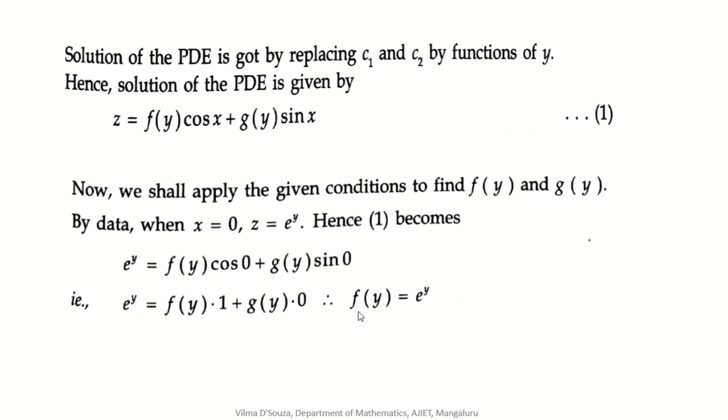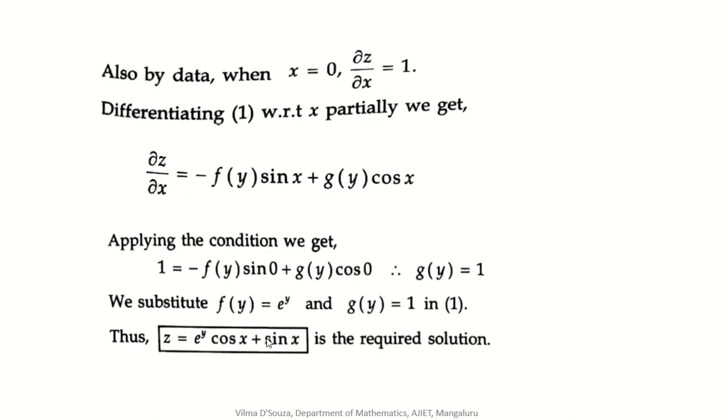What was your f of y? e power y. So substitute here. z is equal to f of y cos x plus g of y sin x. So z is equal to e power y cos x plus g of y, that is 1, into sin x. So this is your required solution.